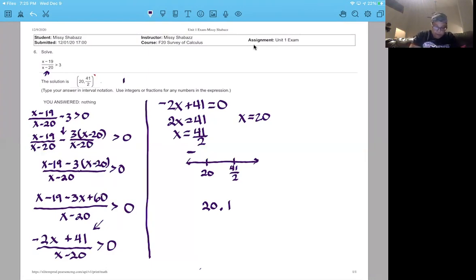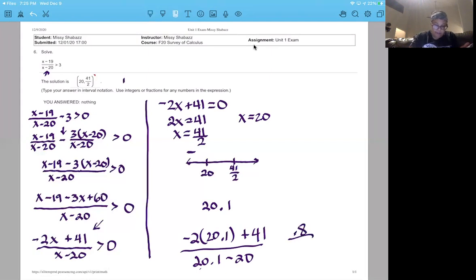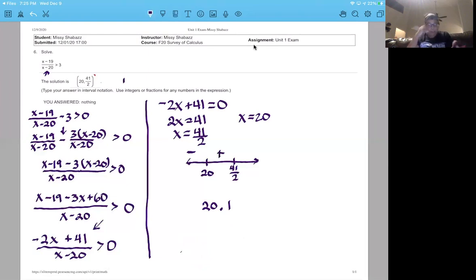Let's try this one more time. So negative 2 times 20.1 plus 41, over 20.1 minus 20. Negative 2 times 20.1 plus 41 gives me 0.8. Okay, so I get something in total that is positive. Sorry about that confusion. Now if I put in something bigger than 41 over 2, let's just say 30, then I'm going to get something negative on top and something positive on the bottom, so I'm going to get something negative.